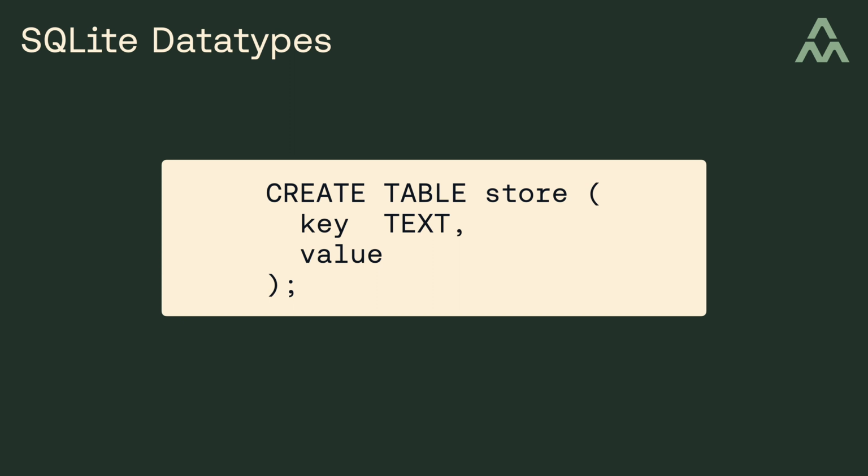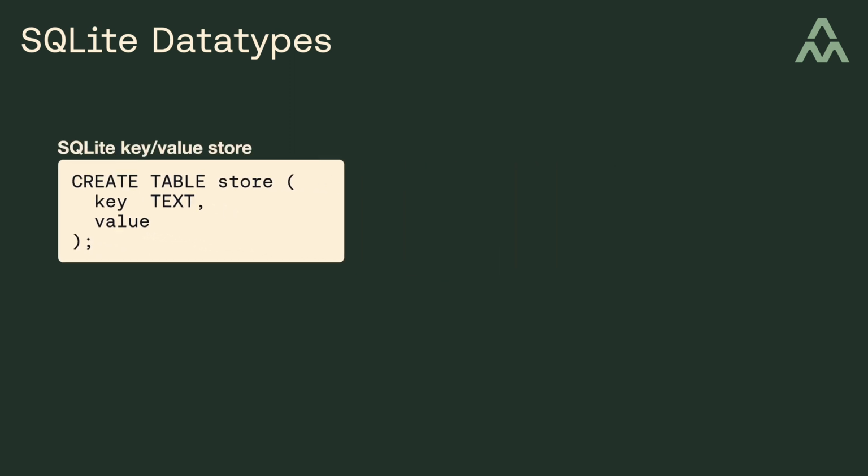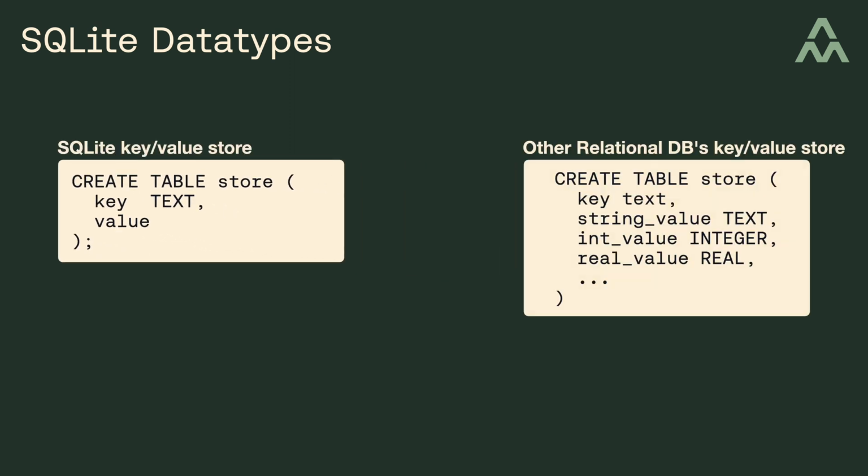So do you see what's going on here with this new store table? Basically, what we did here is we created a key value store out of SQLite, at least in part. Now, if you wanted to create a key value store with the other popular databases, it would be a bit more complicated than the SQLite solution, because you'd need to add value columns for each data type you want to store.